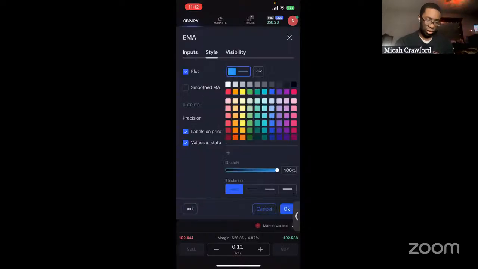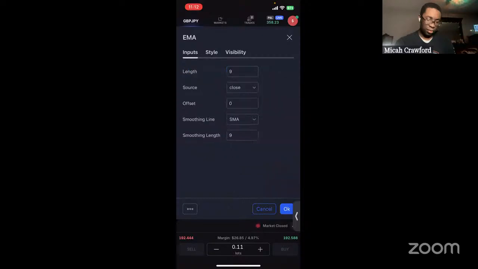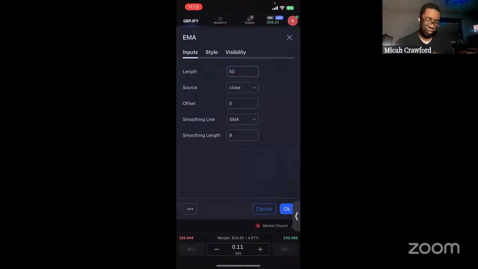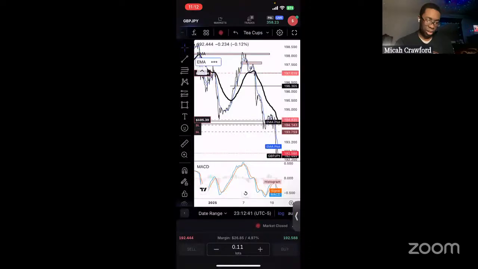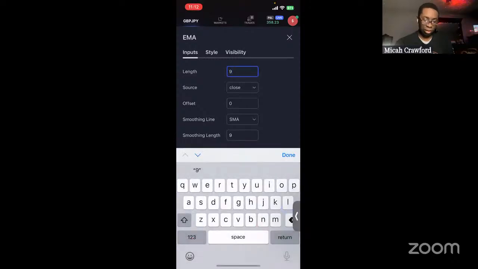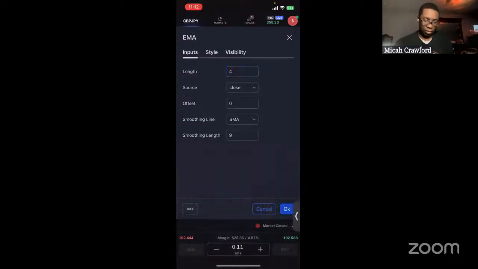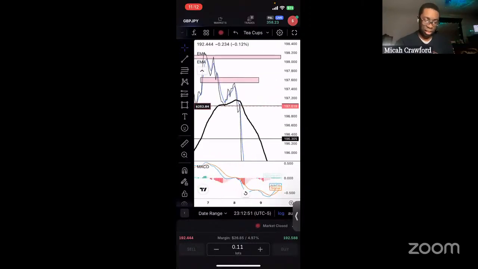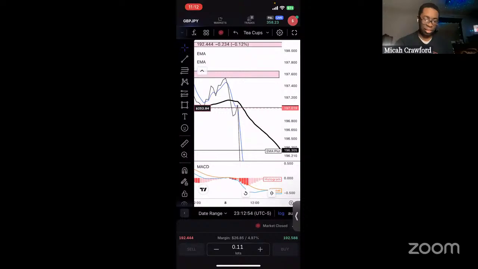50 moving average shows me my trend. And then the four moving average is the trend of price. It follows price closely. The 50 and the four crossed. Look at that. And it retested the four.